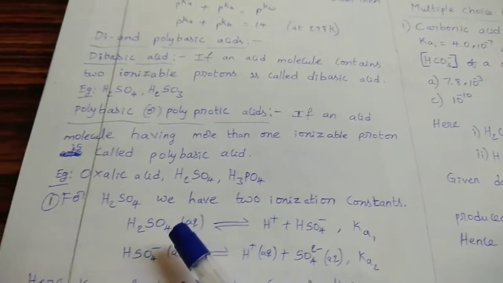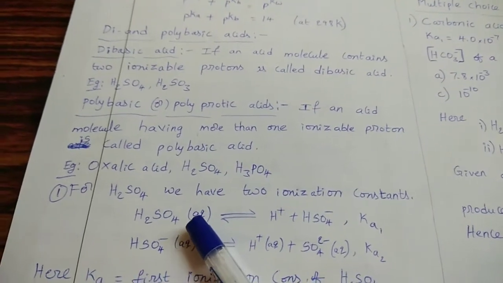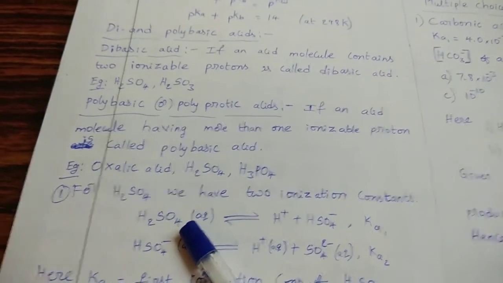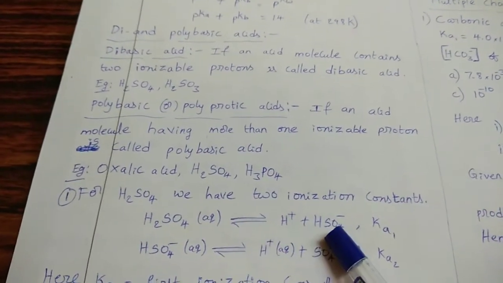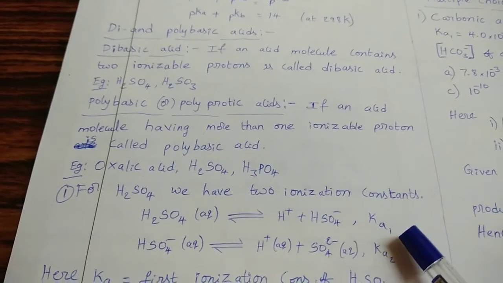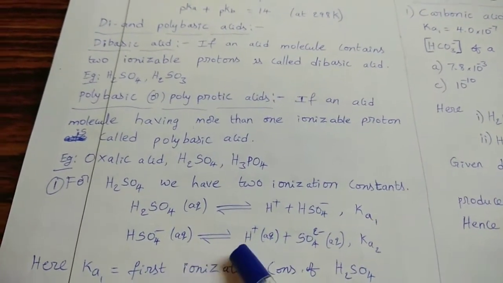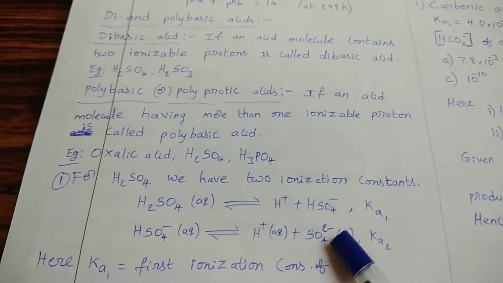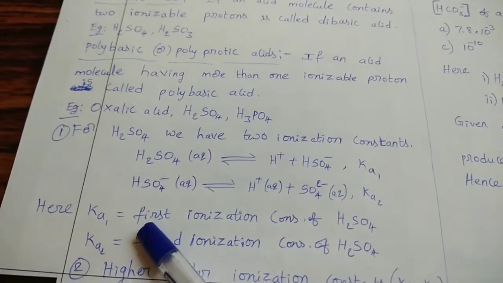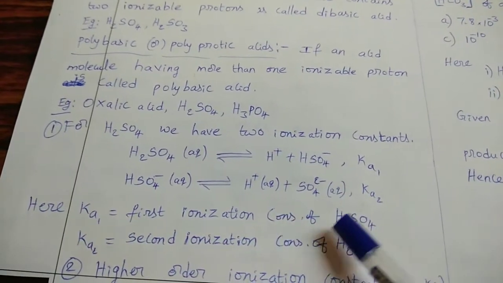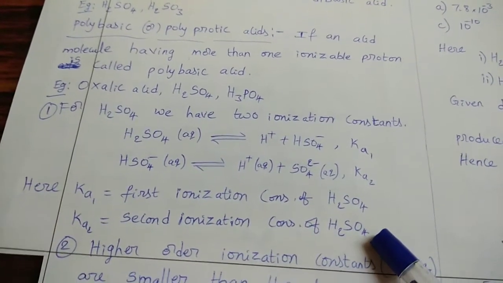See the equation. H2SO4 is a strong acid. It undergoes complete ionization, but this process takes place in two steps. H2SO4 gives rise to H plus and HSO4 minus. For this ionization, the ionization constant is Ka1. Now this ion again undergoes ionization and produces H plus and SO4 2 minus. For this ionization, the constant is Ka2. Here Ka1 is the first ionization constant of H2SO4, and Ka2 is the second ionization constant of H2SO4.